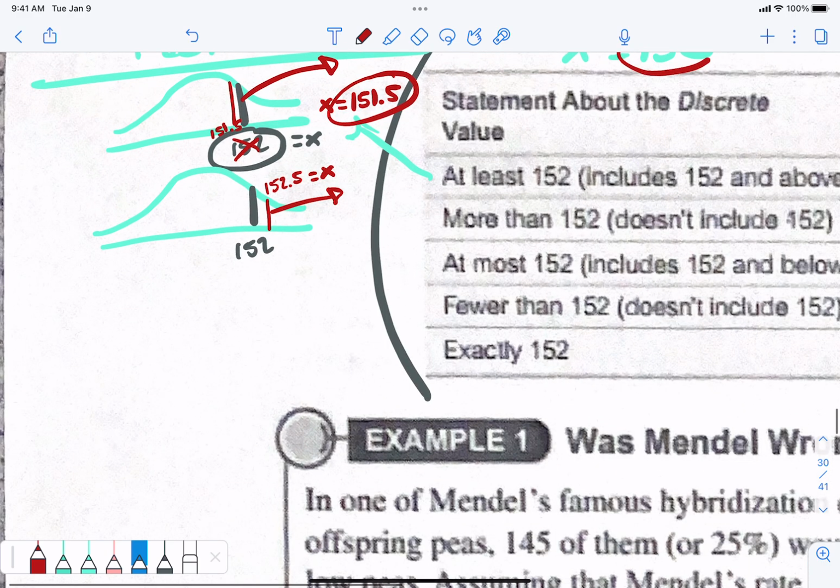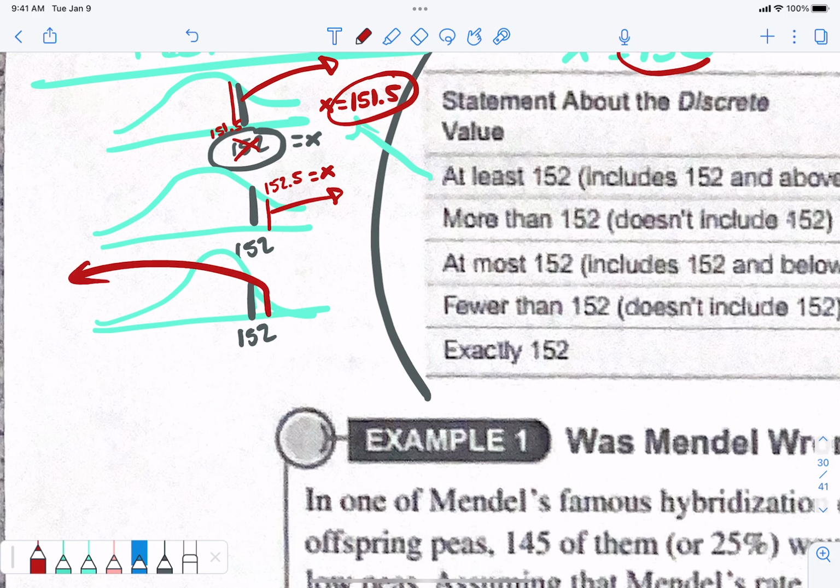All right, the next one says at most 152. At most 152 means it includes 152, but I want 152 and below. So if 152 is here and I want it to include 152, which one are you going to use there? 152.5. So since I'm going below and I want it to include 152, I'm going to use 152.5 there. Does that make sense? Okay, I want it to include that, all right?